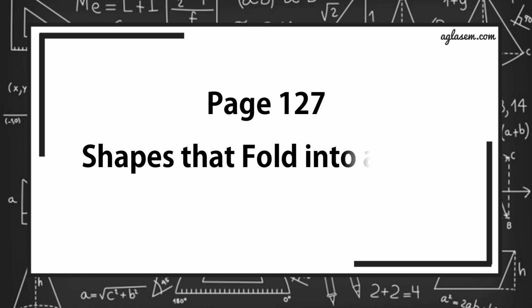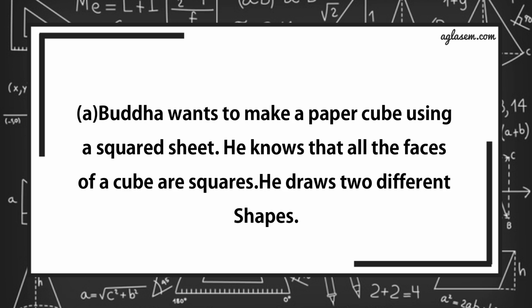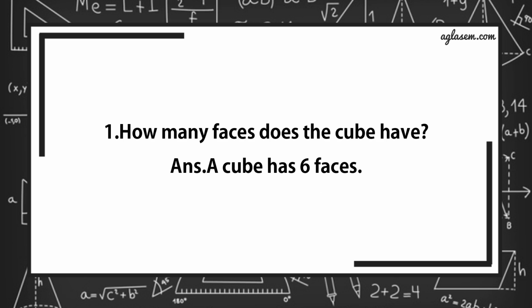Further, turn to page number 127, Shapes that fold into a cube. Here, part 1 says, Buddha wants to make a paper cube using a square sheet. He knows that all the faces of a cube are squares. He draws 2 different shapes. Further, question number 1 says, how many faces does the cube have? Answer is, the cube has 6 faces.